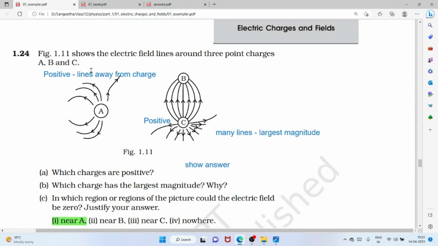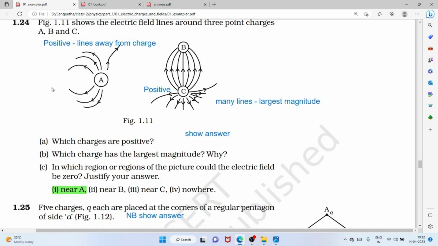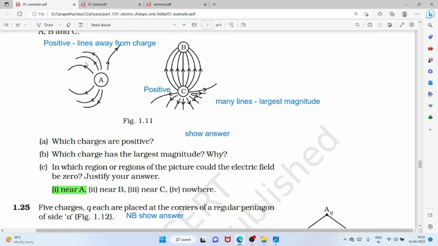This figure shows the electric field lines surrounding three point charges. Which charge is positive? Field lines go away from a positive charge, and this is also going away, and this also is going away. This is positive and this is positive. Which charge has the largest magnitude? Okay, there are more lines within the given area, so this is the largest magnitude.